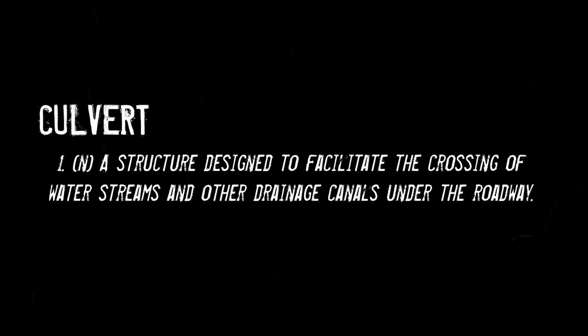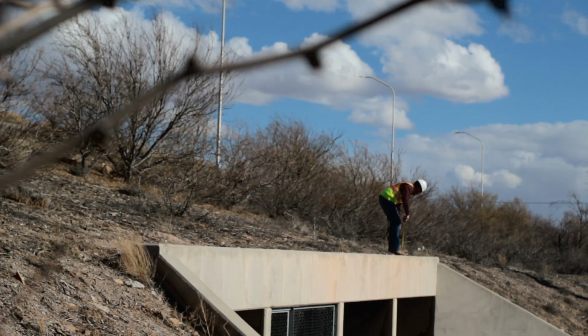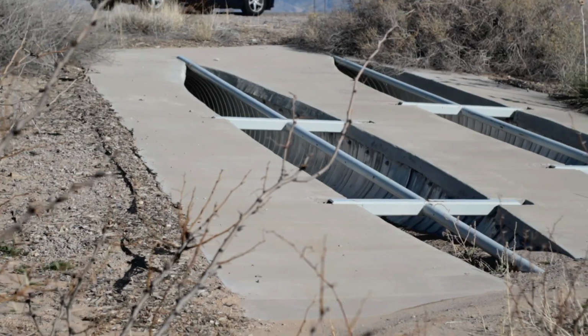But first, let's define what a culvert is. Essentially, a culvert is a structure designed to facilitate the crossing of water streams and other drainage canals under the roadway. But wait, isn't that a bridge? Well, according to the Bridge Inspection Reference Manual, if the structure is greater than 20 feet from the inside walls for a box culvert at the center line of the road, it is a bridge. And this also applies to a group of circular, arch, or elliptical pipes.